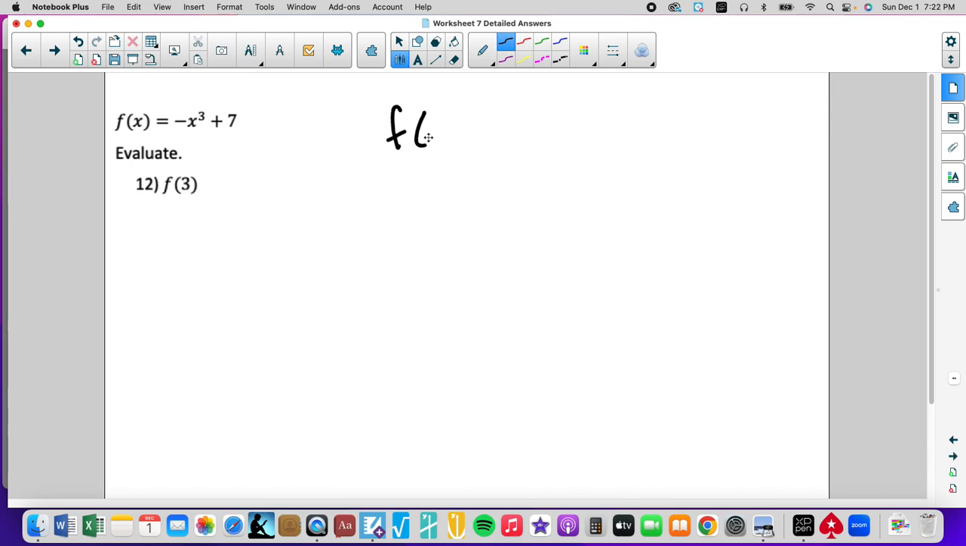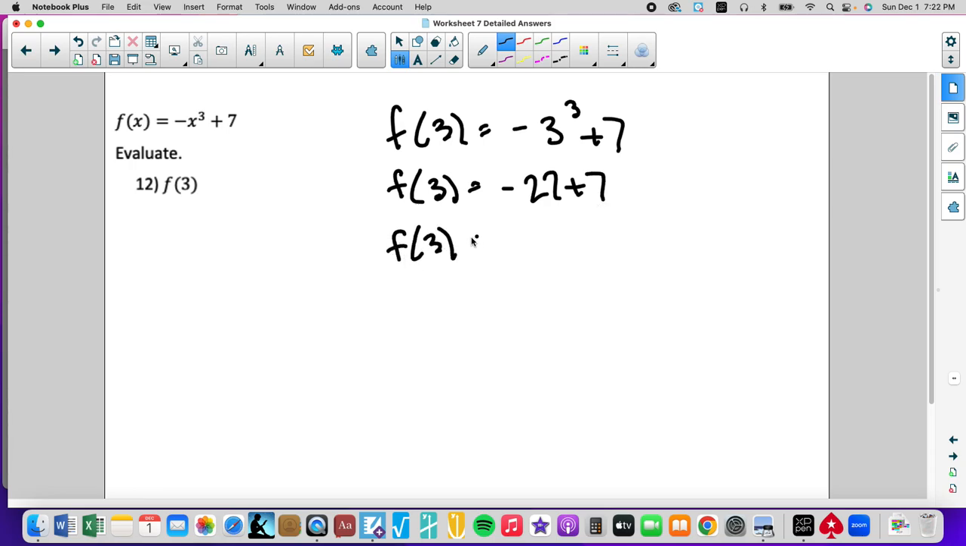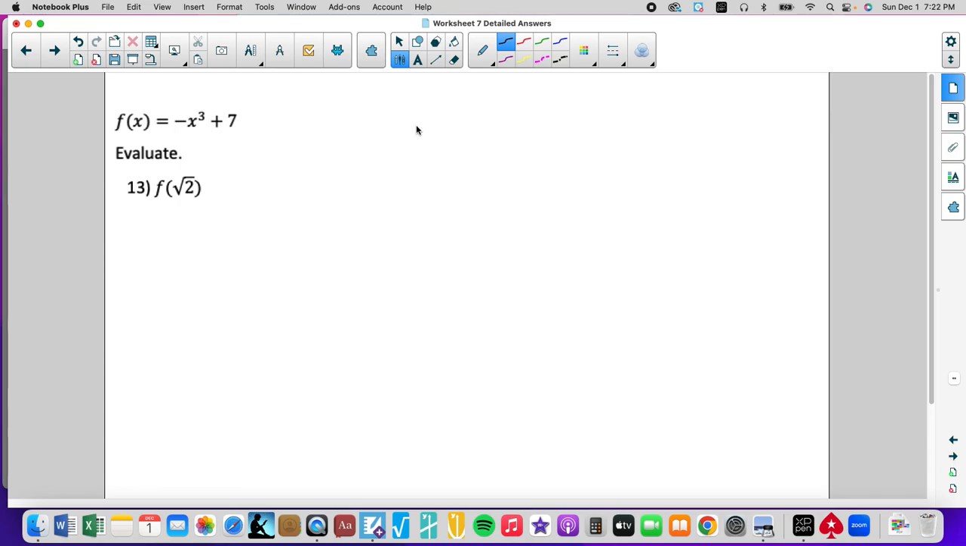F of 3 equals the opposite of 3 cubed plus 7. F of 3 equals negative 27 plus 7. F of 3 equals negative 20. I kind of like this one, but it's challenging.